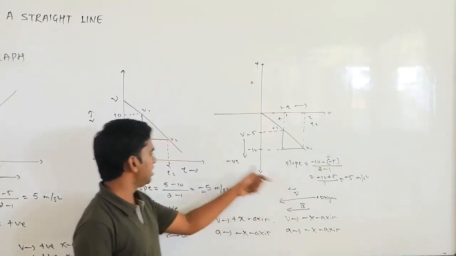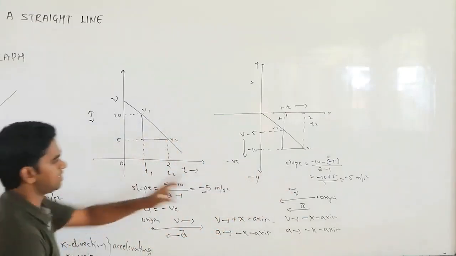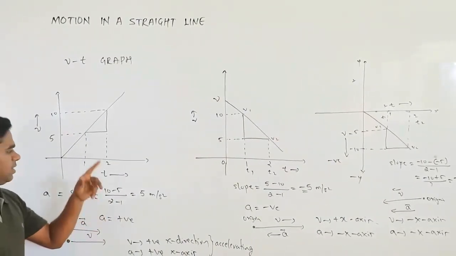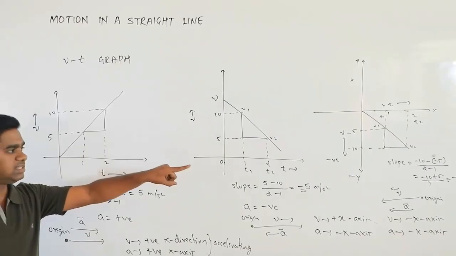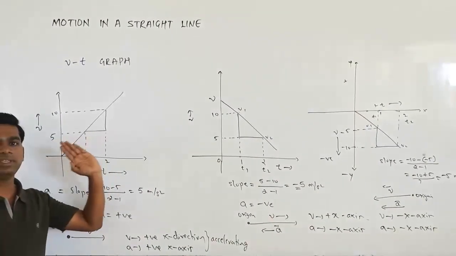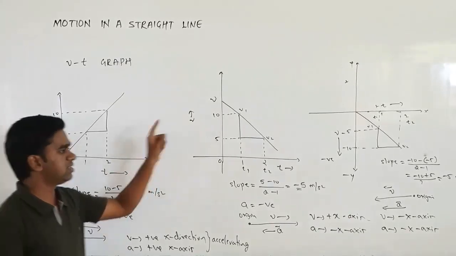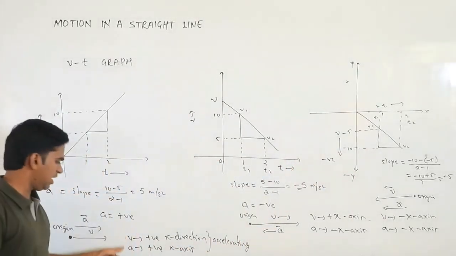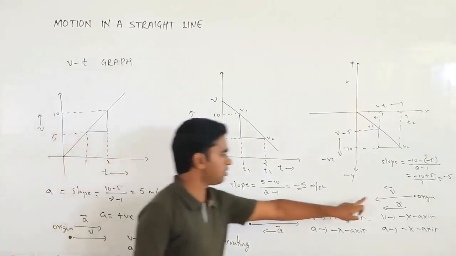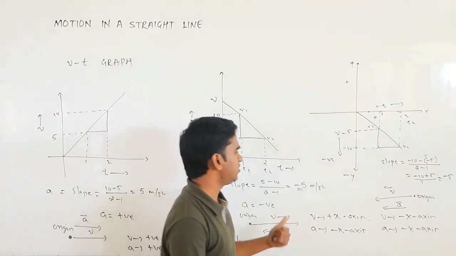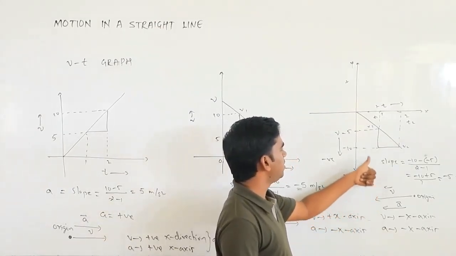Okay. But what is the difference between the first graph and the second graph? Velocity is increasing in both graphs, but in the first it is increasing along the positive x axis, and here along the negative x axis. Here also V and A have the same sign, but negative. So that is about this graph.